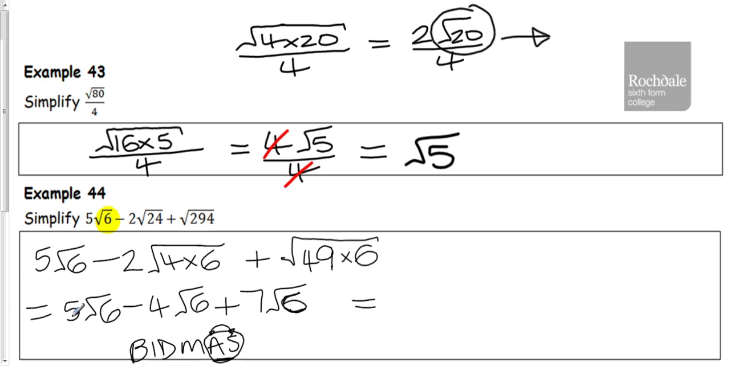So we've got 5 lots of root 6, take away 4 lots of root 6, that's 1 root 6, and then plus 7, altogether 8 root 6. Whatever you do, don't think we have to add first and do 4 plus 7 to get 11. No, we don't need to. That's just wrong. Also, it's not 4, it's minus 4. So final answer, 8 root 6.